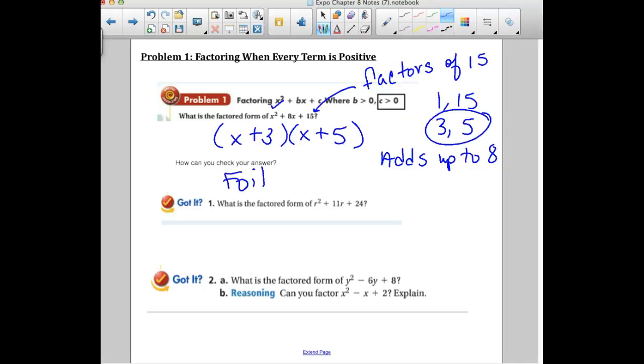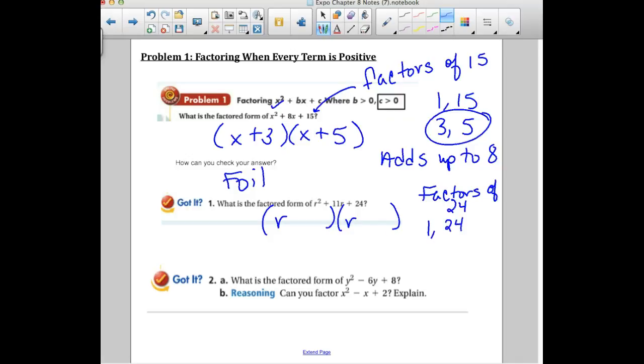Okay, let's try another one. We have r squared plus 11r plus 24. So our r squared automatically we break apart into r times r. And then we want factors of 24. There's a few more factors of 24 than in our previous example.